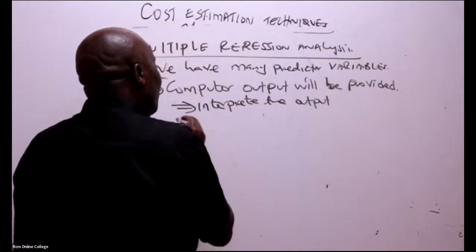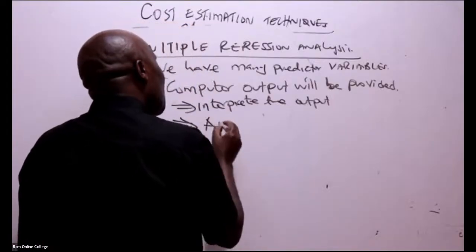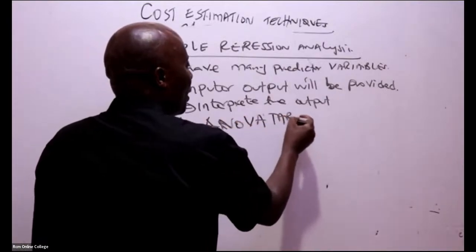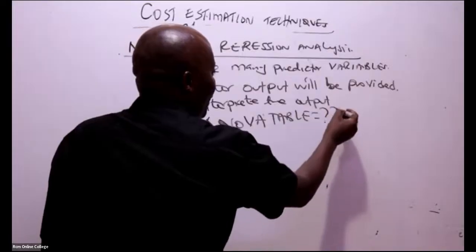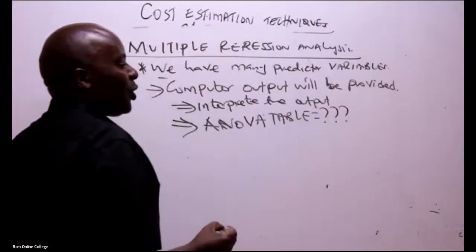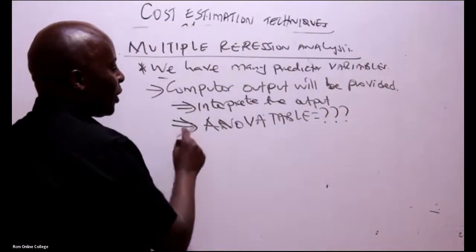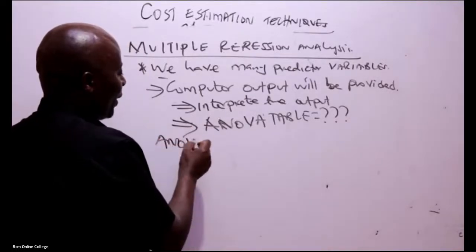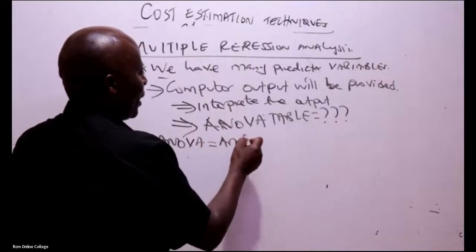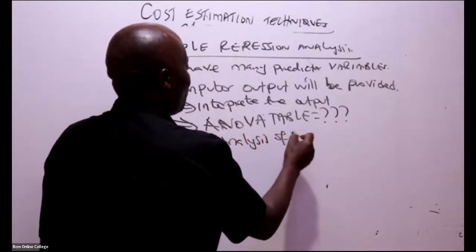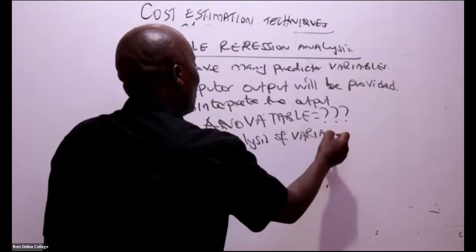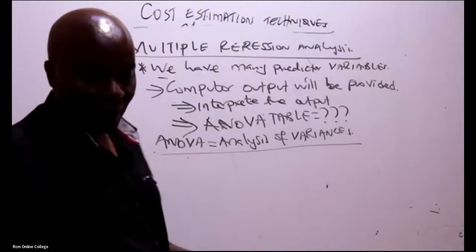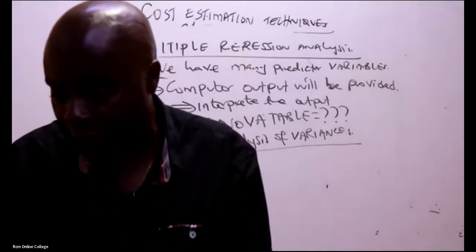And the most important thing that most students are not able to interpret is what we call the ANOVA table. This is really what scares so many students. ANOVA stands for analysis of variance. Of course, I'm preparing you in advance to know what is expected of us. So please feel free to ask questions.